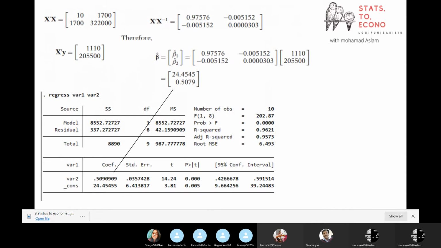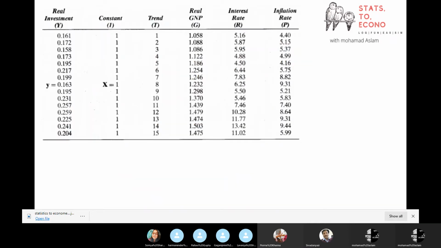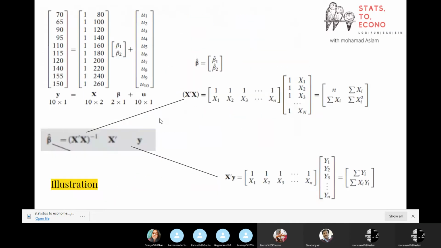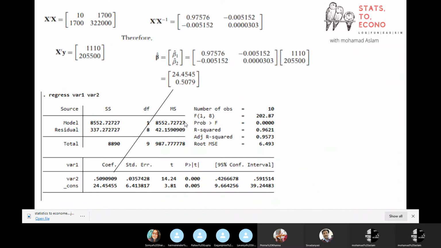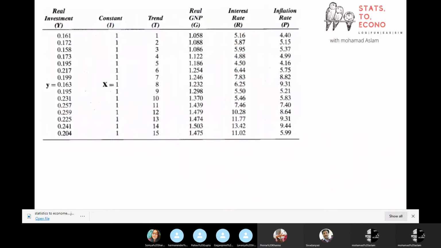Let me take another example. We have more than one independent variable. Let's suppose we have this data where real investment is the dependent variable. The independent variables are trend, meaning a time variable, then real GNP, interest rate, inflation rate. So now again the requirement is that we have to go with this particular method. The only change is that now the number of rows and columns will increase. This is not a simplified 2 by 2. Now the dimensions will change because we have more variables.